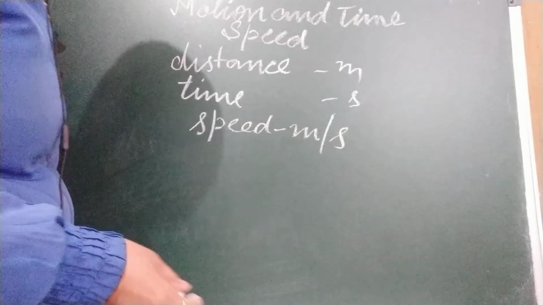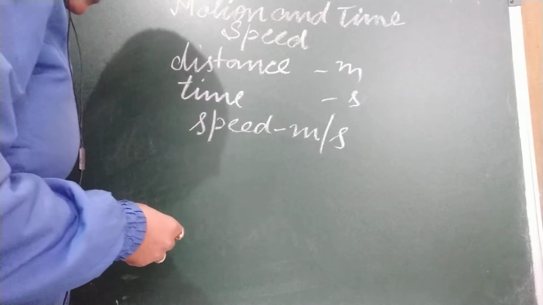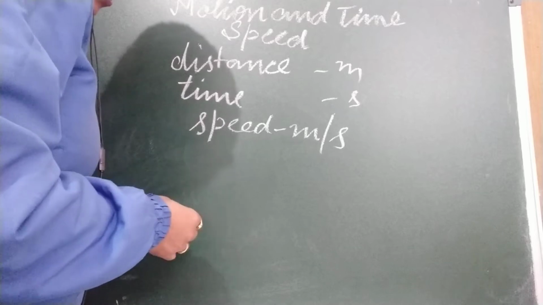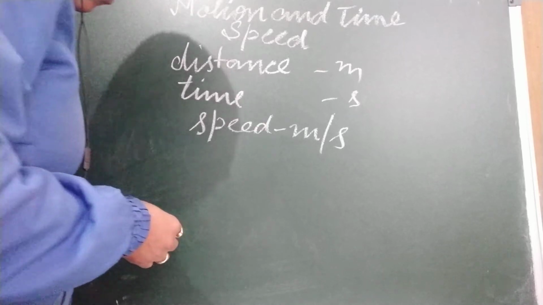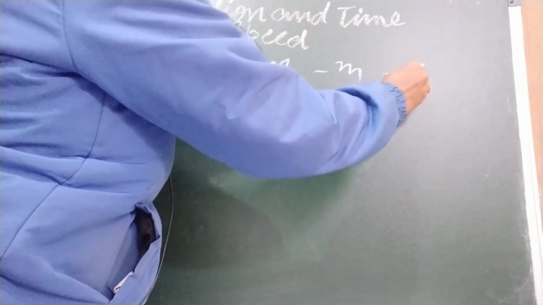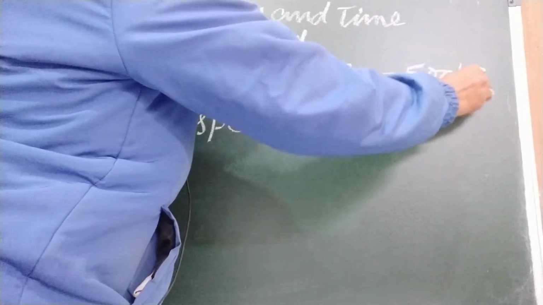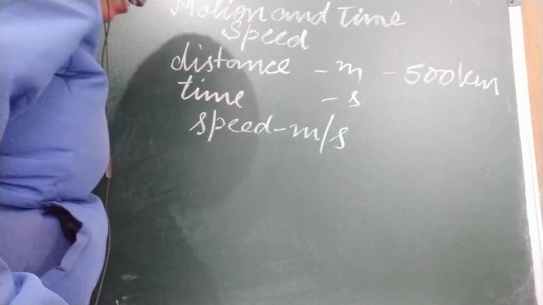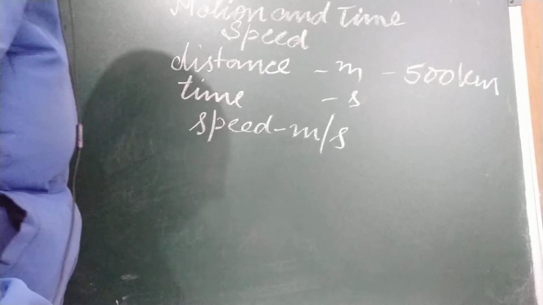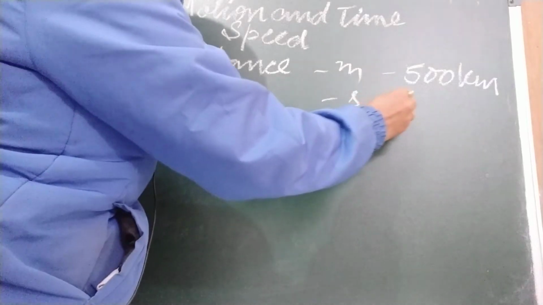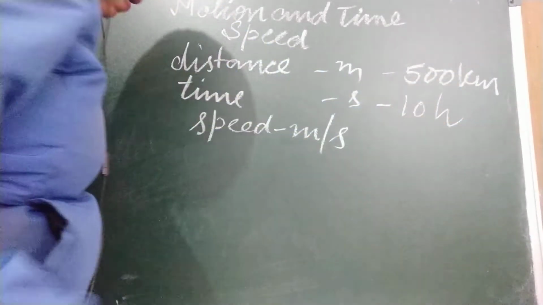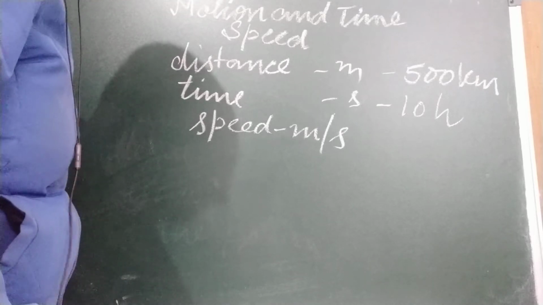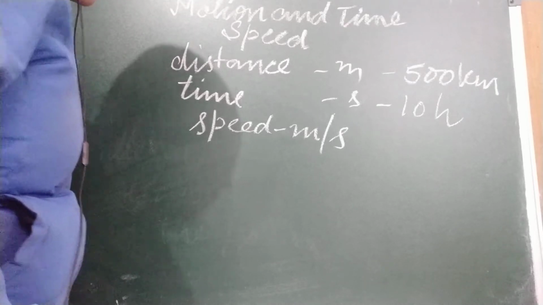Okay, I am giving you an example. The distance between Delhi and Kanpur is around 500 kilometers. Suppose, it is 400 to 500, but I am taking 500. A bus takes 10 hours to travel from Delhi to Kanpur. At what speed does it travel?